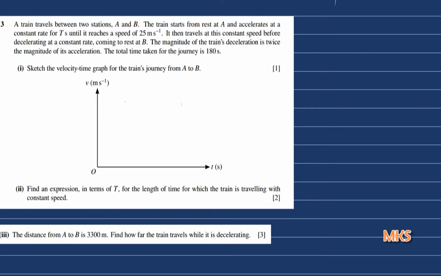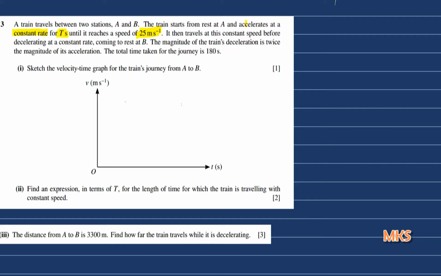A train travels between two cities A and B. The train starts from rest at A and accelerates at a constant rate for t seconds until it reaches a speed of 25 meters per second. Constant acceleration, so a straight line will be there. The speed gained within these t seconds was 25 meters per second.